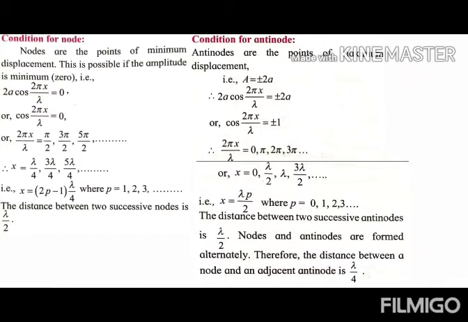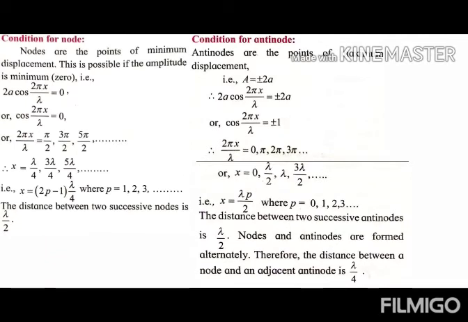Now, the condition for antinode. Antinodes are the points of maximum displacement. That is, A = ±2a. Therefore, 2a cos(2πx/λ) = ±2a. Therefore, cos(2πx/λ) = ±1. Here, we are again going to compare the angles of cos. Therefore, we may write 2πx/λ = 0, π, 2π, 3π.